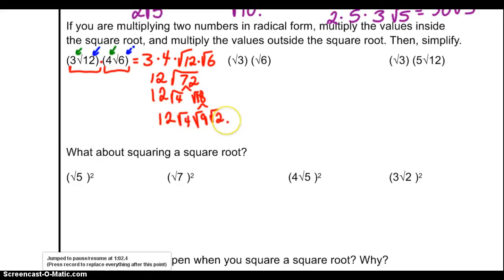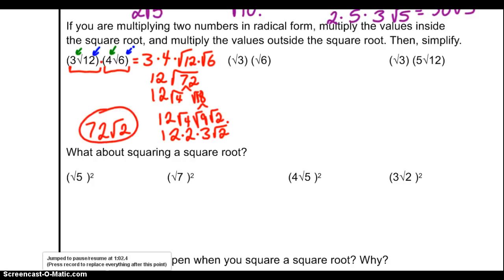All right, and can I break down 2 anymore? No, 2 is a prime number. It's got no other factors. So let's finish this out. This will be 12 times 2 times 3, and my leftover square root of 2. So that means 12 times 2 times 3 is 72. So this is 72 square root of 2.